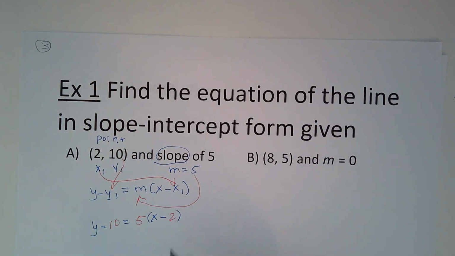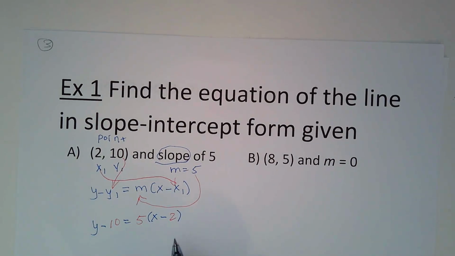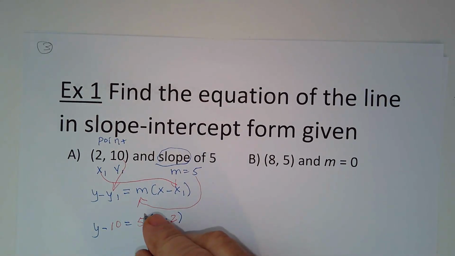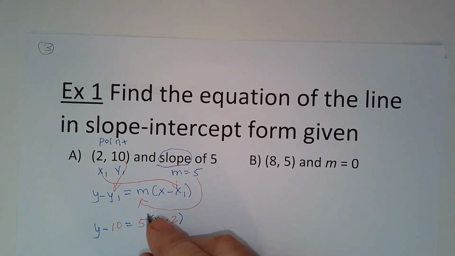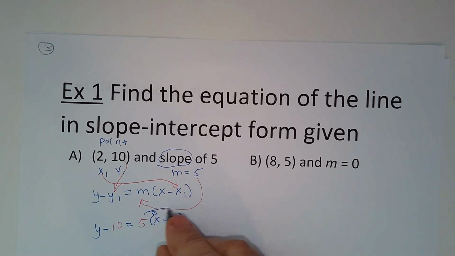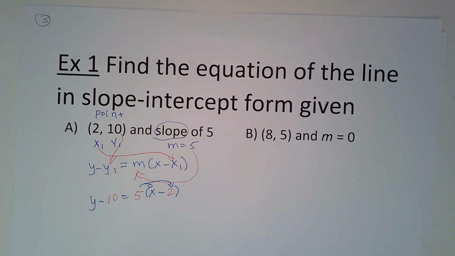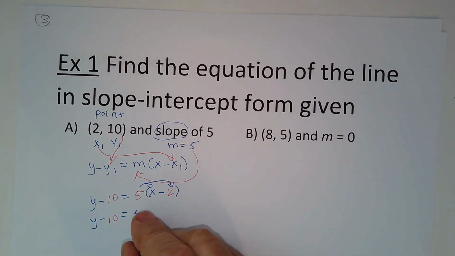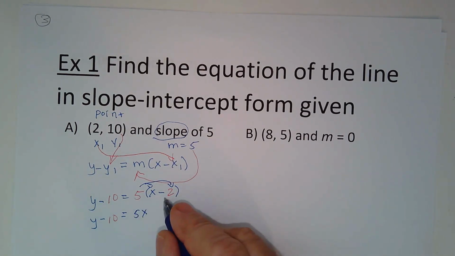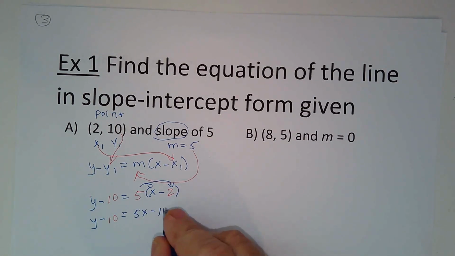Now we simplify and then we undo. So simplifying here, we want to distribute the 5 to the x and the negative 2. So we're going to have y minus 10 equals 5x, and then 5 times negative 2 is negative 10.